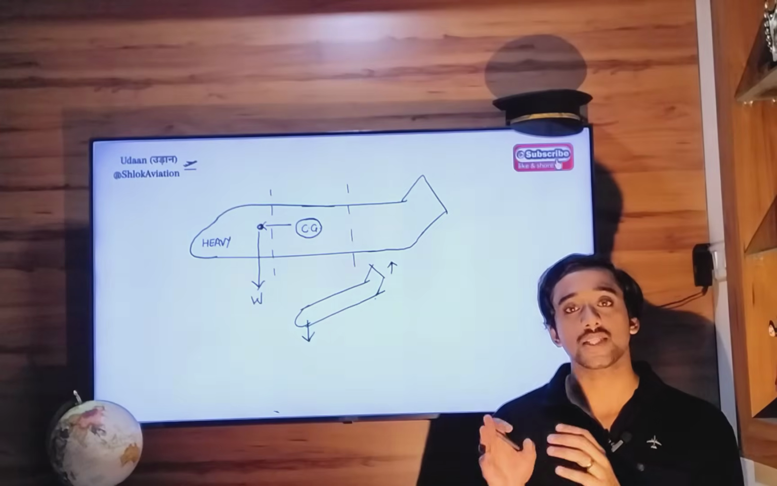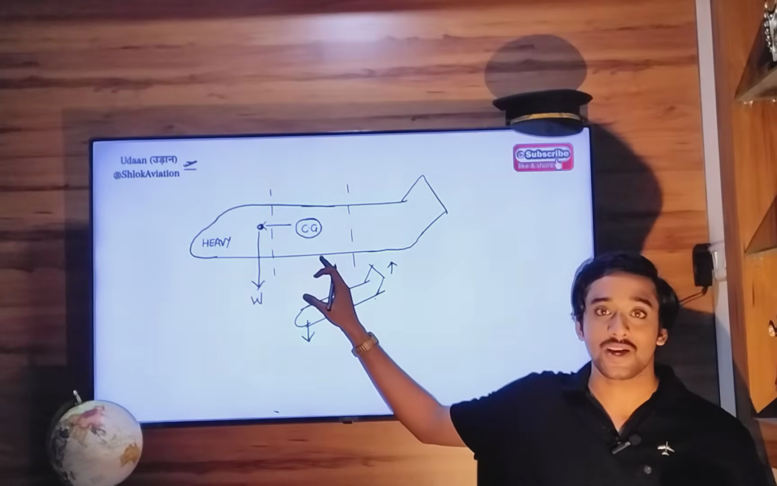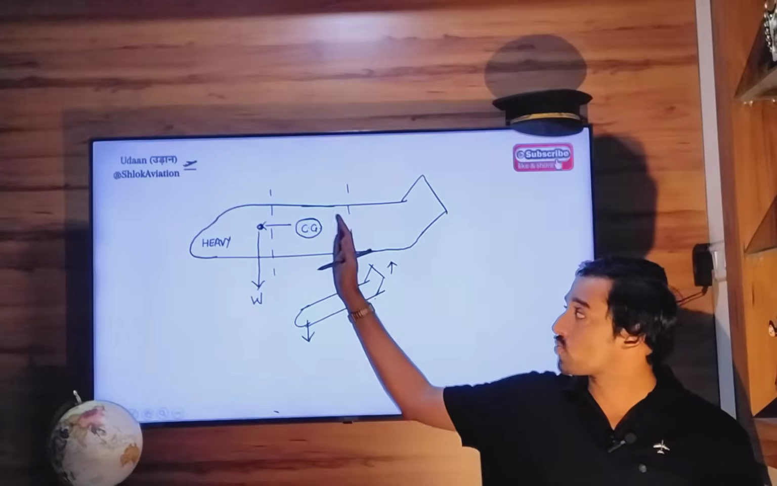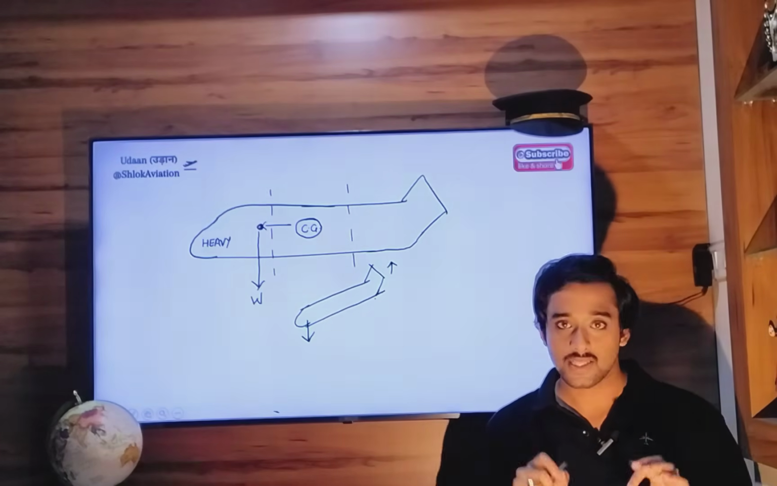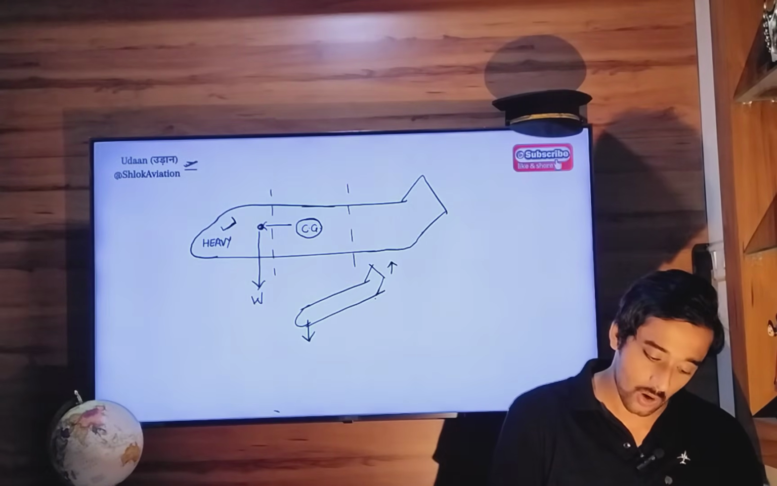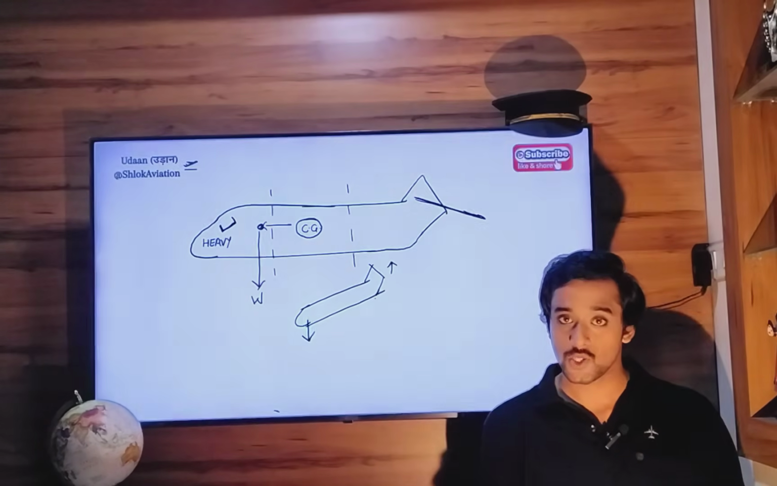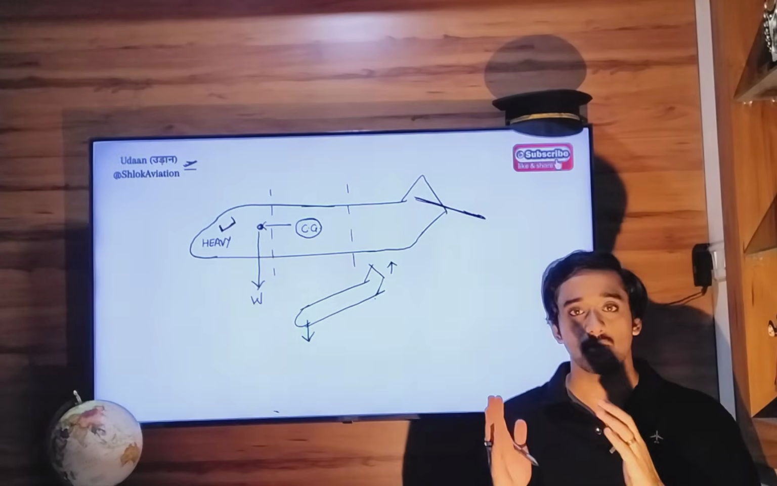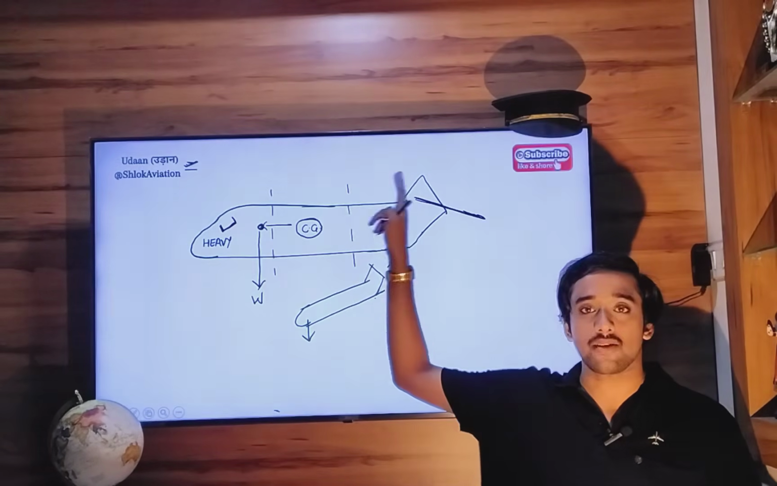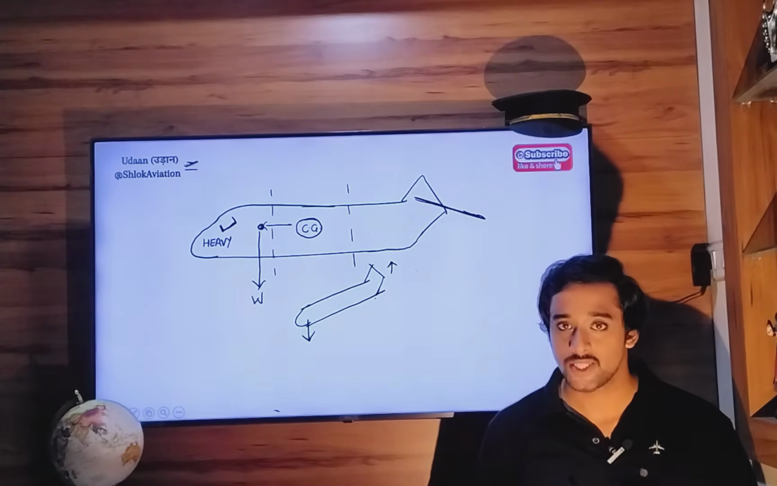The reverse will happen when the center of gravity moves to the backward position, or to the aft limit, or to the rearward limit. So what happens as the center of gravity moves forward or backward? The available distance between the control column in the cockpit and the elevator on the horizontal stabilizer will keep changing, will keep varying, right? So when the center of gravity moves forward, the distance between them will change. When the center of gravity moves backward, again the distance between them will change.